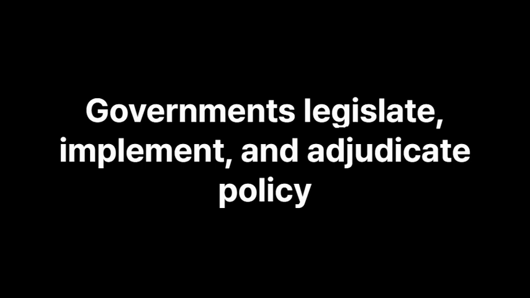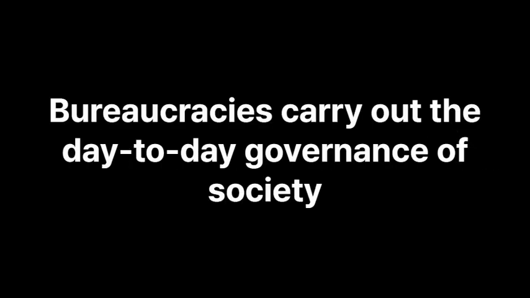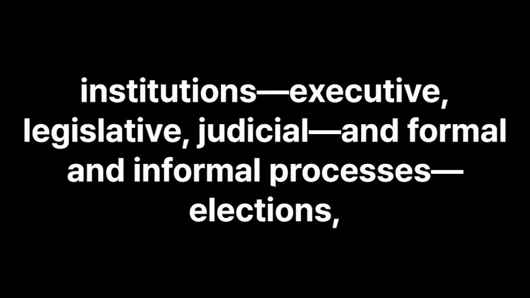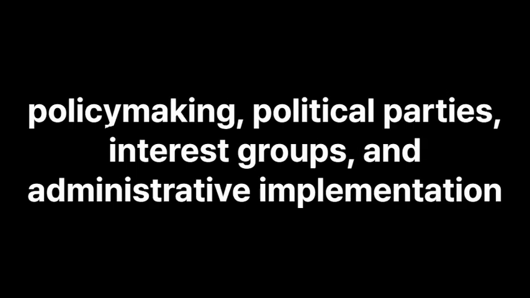Governments legislate, implement, and adjudicate policy. Citizens vote, protest, or lobby. Bureaucracies carry out the day-to-day governance of society. This essay explores how politics functions in action through the lens of key institutions: executive, legislative, judicial, and formal and informal processes, elections, policymaking, political parties, interest groups, and administrative implementation.